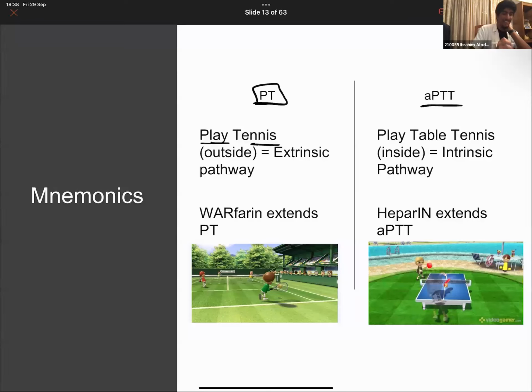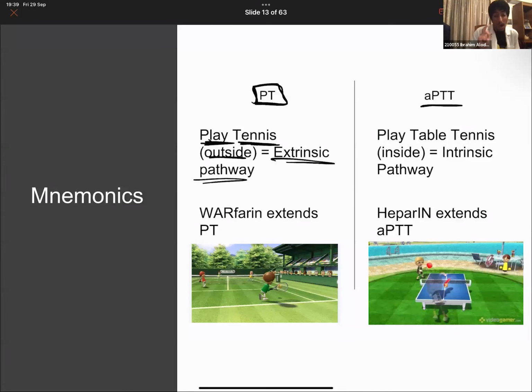Okay. So the mnemonic that I want to give you: PT, or play tennis. You play tennis outdoors. And so PT checks the extrinsic pathway, because extrinsic kind of means outdoors. Not at all, definition wise, but the word extrinsic you associate with outside, external, and so on. So you guys got that? PT, play tennis, you play tennis outside. PT is for the extrinsic pathway. Okay.